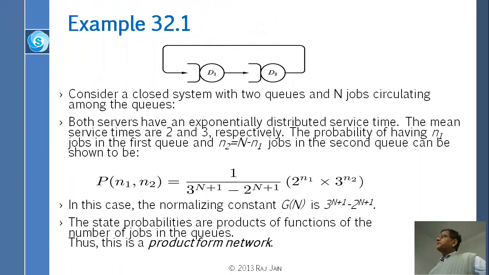Another example of a product form network is this network. Here the arrival is not Poisson, so we don't know whether we can multiply all this. But whatever number of jobs you put, 4, 5, 6, 7, 8, 9, 10, you can put any number of jobs here. Let's say capital N jobs you put in here. Some of them will be waiting here, some of them will be waiting there, period, done. As soon as they get out from D2, they come back to D1. They get out of D1, they get to D2. This is only if the network is stable.